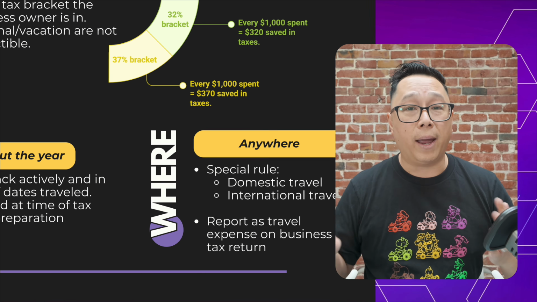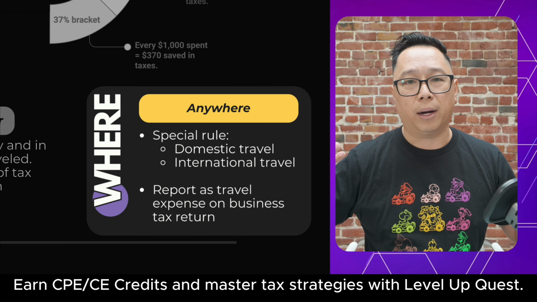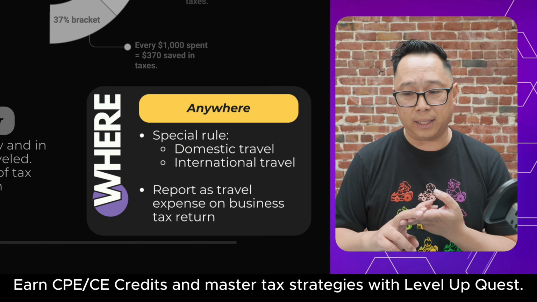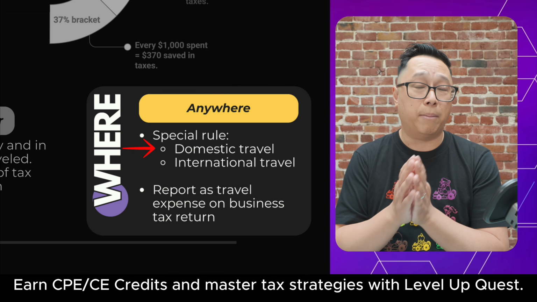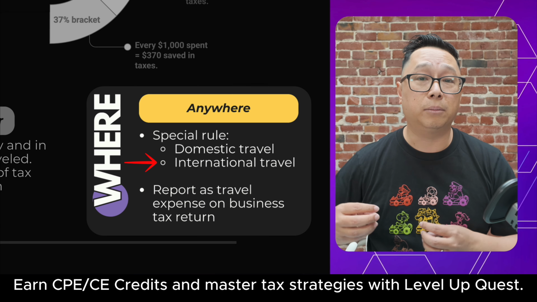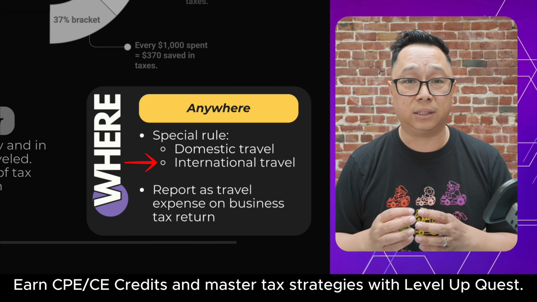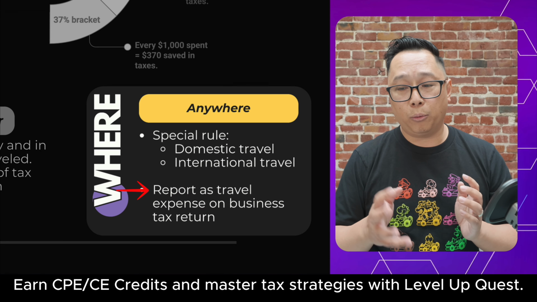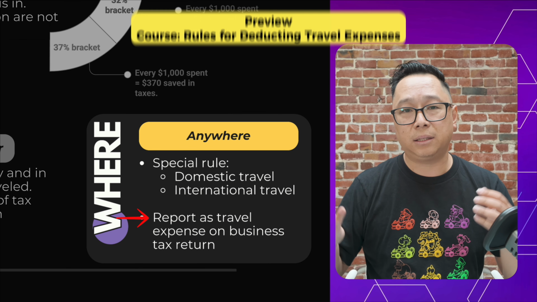And then what is it that we need to be aware of when it comes to the where? There are two things. There's a special rule when it comes to traveling domestically, so within the United States, and there's a whole separate rule when it comes to deducting travel outside the United States. So we want to make sure clients understand that as well. And then where to report this? We report this as a line item under travel expenses on the expense sheet.